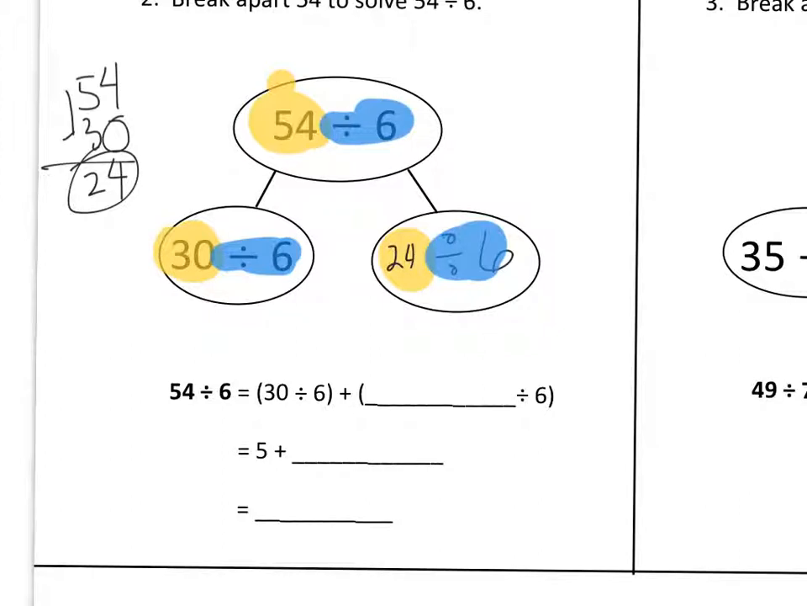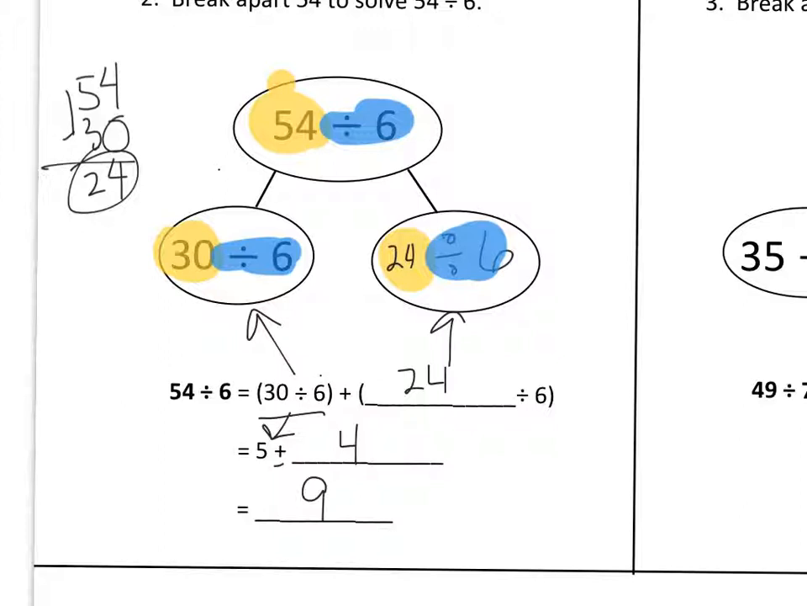54 divided by 6 equals 30 divided by 6 plus what? Plus, so that's there, plus 24 divided by 6. 30 divided by 6 gives us 5. 24 divided by 6, if you know your fact families, you know you can go 6 times 4 is 24. Or you have 24 divided by 6 equals 4 memorized. 5 plus 4 is 9.